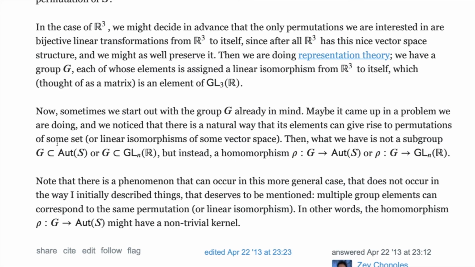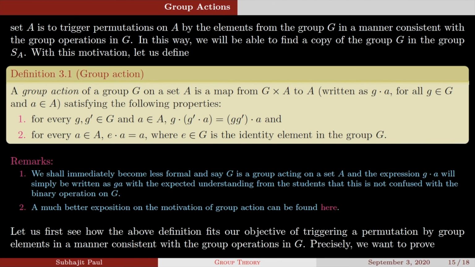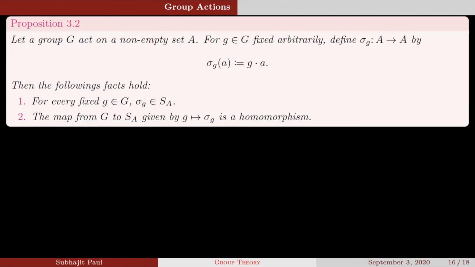Now, sometimes we start out with the group G already in mind. Maybe it came up in a problem we are doing and we notice that there is a natural way that its elements can give rise to permutations on some set or linear isomorphisms of some vector space. Then what we have is not a subgroup G of S_A or GL_n(R), but instead a homomorphism rho from G to S_A, or rho from G to GL_n(R). So this is the idea behind group actions. We are trying to nitpick some of the permutations from the group S_A. Let us first see how the above definition fits our objective of triggering a permutation by a group element in a manner consistent with the group operations in G. Precisely, we want to prove this proposition.